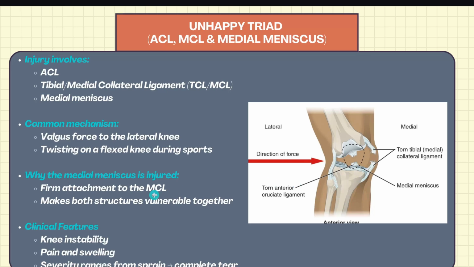Why is the medial meniscus injured? Because it has a firm attachment. So you could be asking yourself, the ACL and the MCL rupture makes sense. However, the medial meniscus does not make sense once you have a valgus force, because the MCL is attached to the medial meniscus. Once the medial collateral ligament ruptures, the medial meniscus can be ruptured with it too. And the clinical features are knee instability, pain, swelling, and severity ranges from sprain to complete tear.